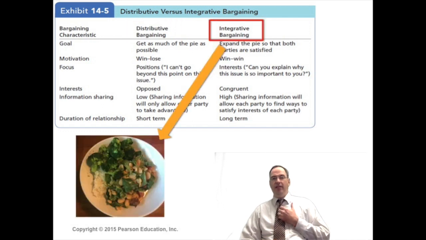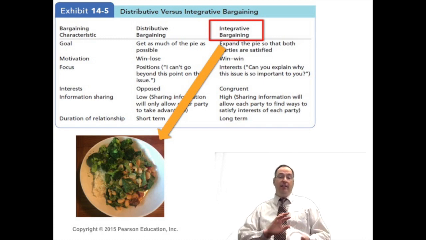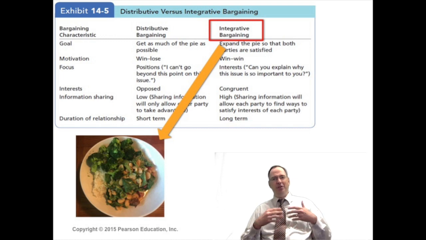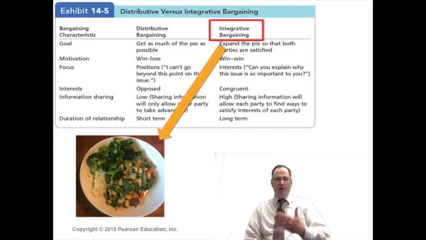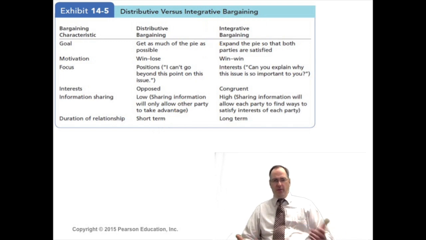I like broccoli, and she likes lima beans for whatever reason. She just enjoys that disgusting vegetable. So integrative bargaining means I get all the broccoli, she gets all the lima beans, and we're both happy. Now, you can't do that with everything, but to the degree that you can do it, why wouldn't you? Why wouldn't you try to help both parties get what they want if it can be done? So that's integrative bargaining.